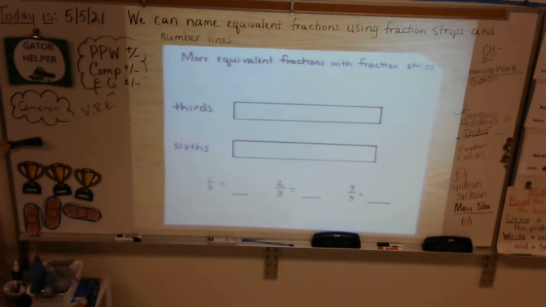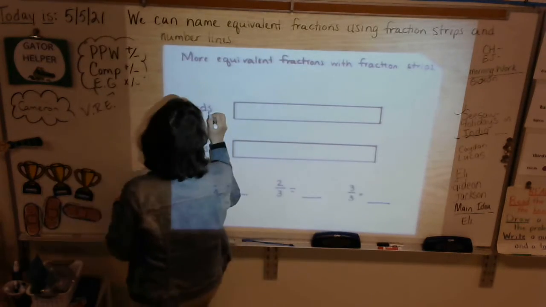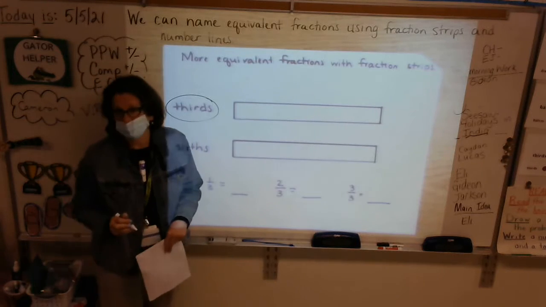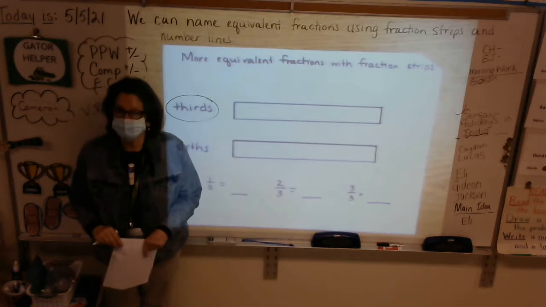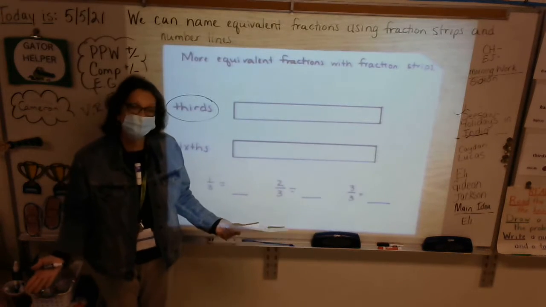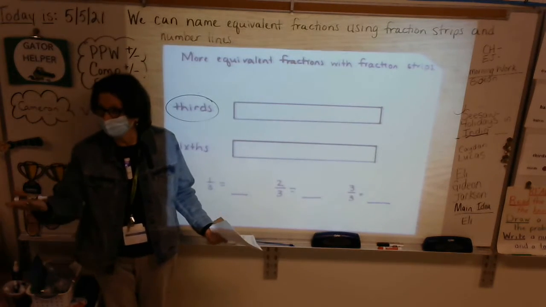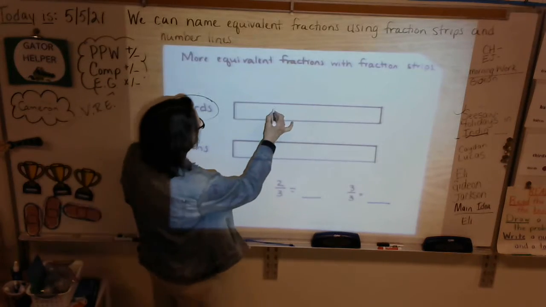Okay, so how do we make thirds? In other words, how many equal parts will we need if we're going to represent thirds? Eli, how many equal parts? 3 equal parts, very good. And then, how many lines does that mean we draw for 3 equal parts? Eli? 2 lines.